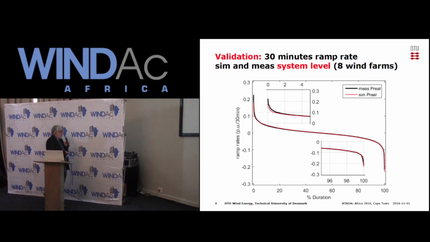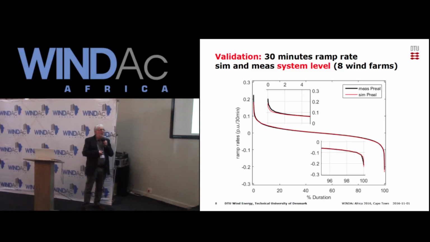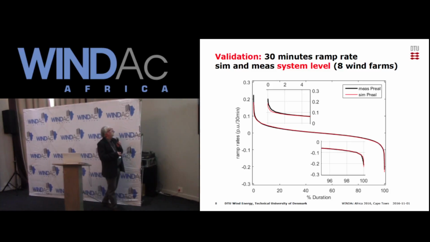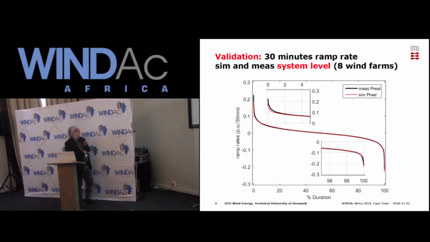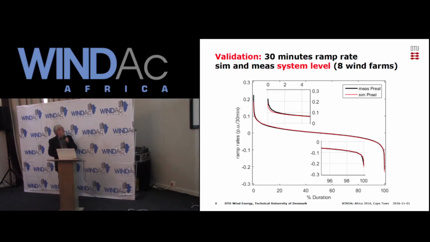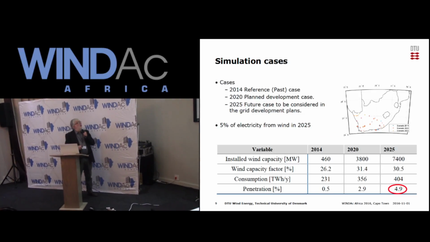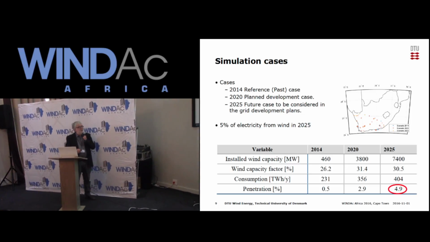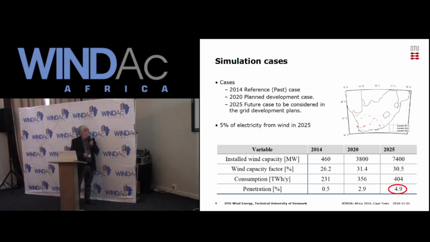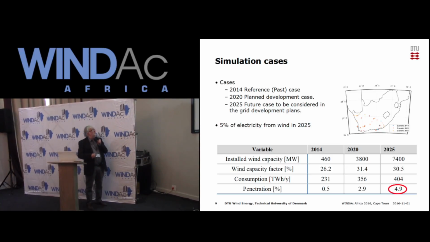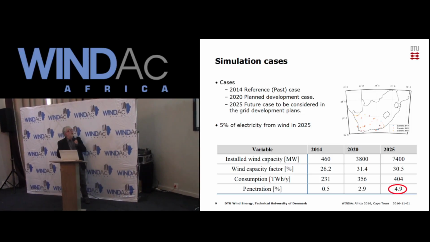So now we are ready. We have the power curves, and we have also validated the models based on the historical data. So now we are ready to look into the future. So what we did was we had these 3 cases: the reference, past case, 2014, and also what are the planned wind farms in South Africa, and we also call it 2020 case. And then we have a future case, what is to be considered in the grid development plans.